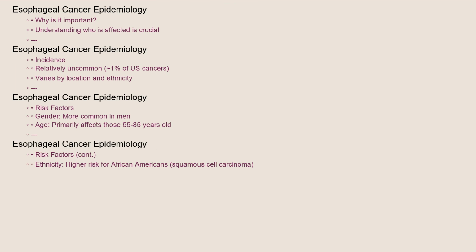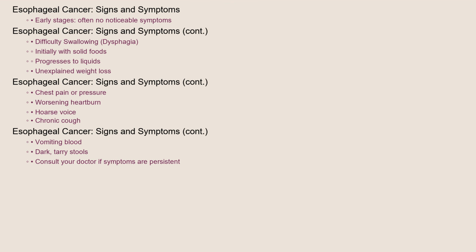Who is affected by esophageal cancer? Understanding the epidemiology is crucial. This cancer is relatively uncommon, accounting for about 1% of all cancers diagnosed in the United States. However, its incidence varies greatly depending on geographic location and ethnicity. Esophageal cancer is more common in men than women, and the risk increases with age, with most cases diagnosed in people between the ages of 55 and 85. Certain ethnic groups, such as African Americans, have a higher risk of developing the squamous cell carcinoma type of esophageal cancer.